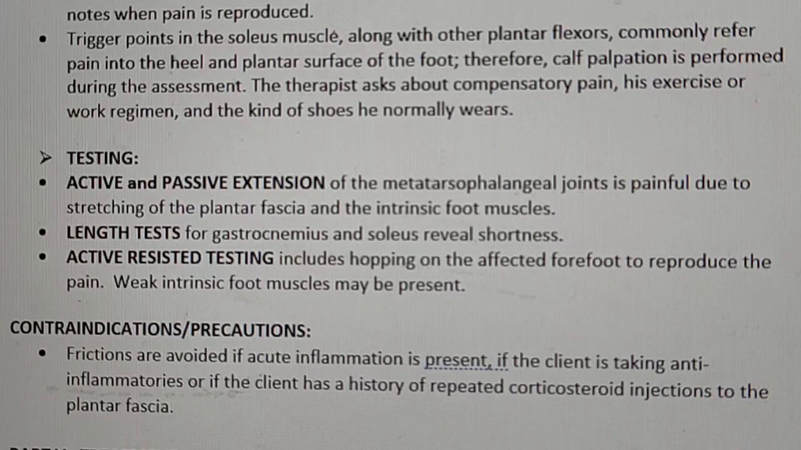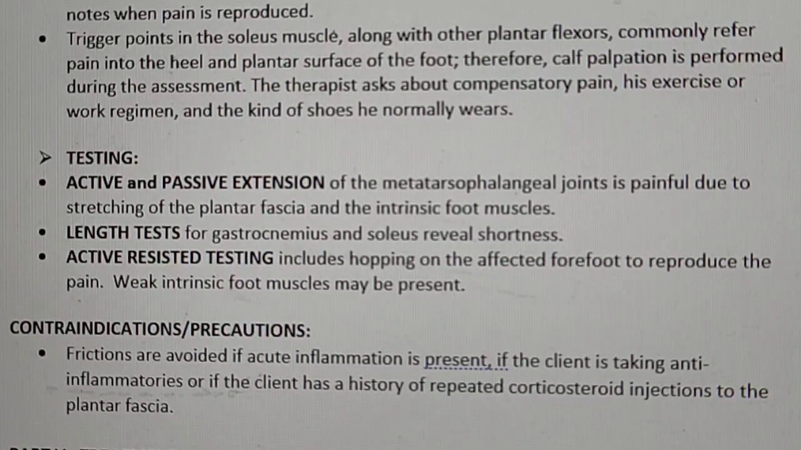For testing, you're going to test for active and passive extension of the metatarsophalangeal joints, which is painful due to stretching of the plantar fascia and the intrinsic foot muscles. The length test for gastrocnemius and soleus will reveal shortness. Active resisted testing will include hopping on the affected forefoot to reproduce the pain. Weak intrinsic foot muscles may be present. Intrinsic means on the inside of the foot.